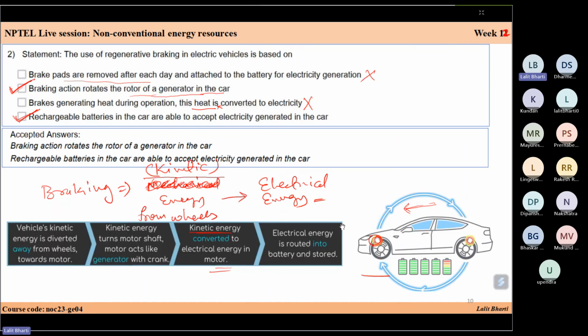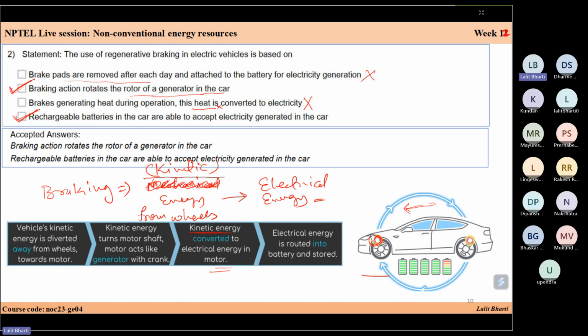Then we have the next question. The statement is: the use of regenerative braking in electric vehicles is based on what? So we have to see what regenerative braking is. Now many electric vehicles or electric cars are coming with regenerative braking. So what happens? Let's say this is the brake of a car.